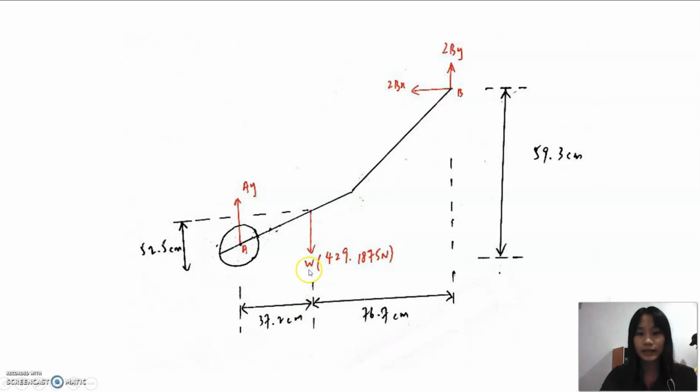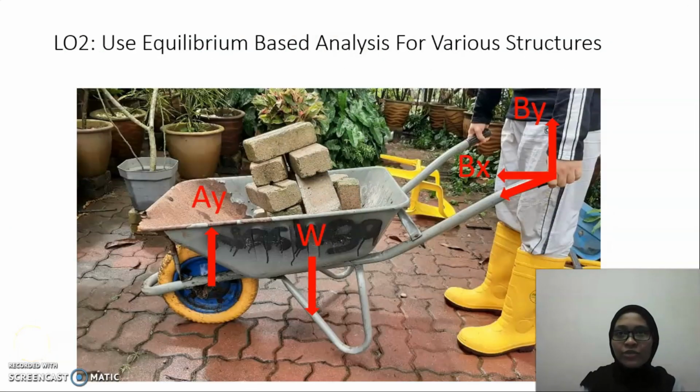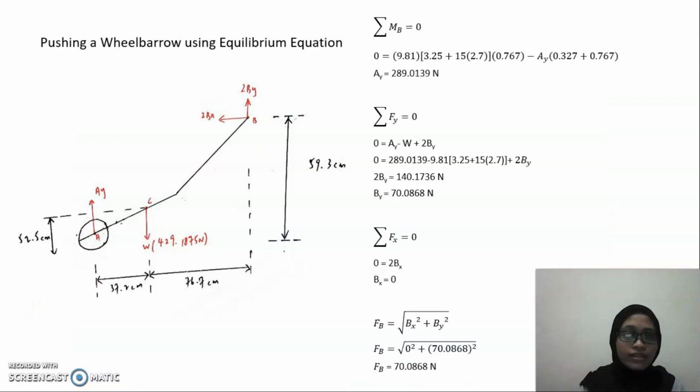We can also draw the free body diagram in a simple way as shown here: 2By, 2Bx, W, and Ay. For LO2, we need to use equilibrium-based analysis for various structures. From here, we can see that there are a few forces acting on the wheelbarrow, which are Ay, W, Bx, and also By. So these are the calculations.